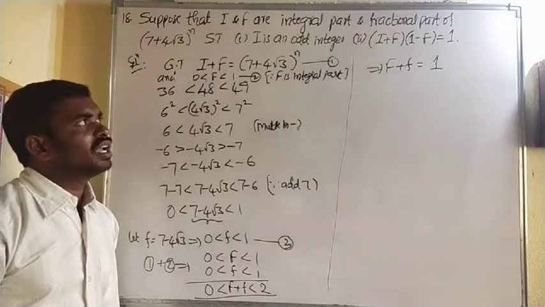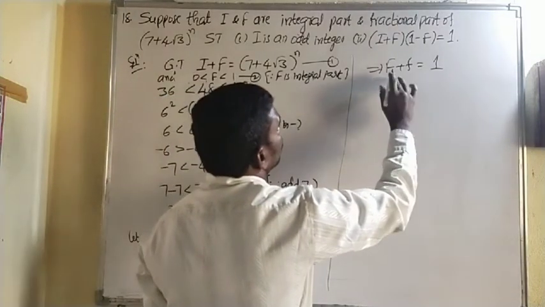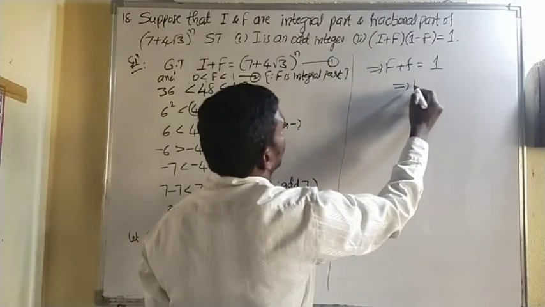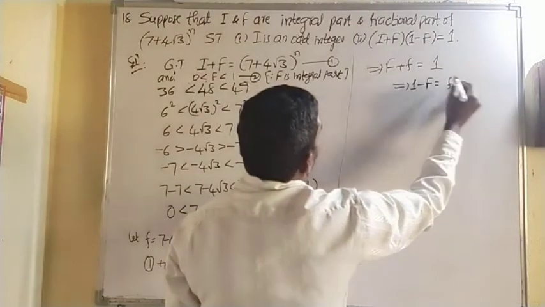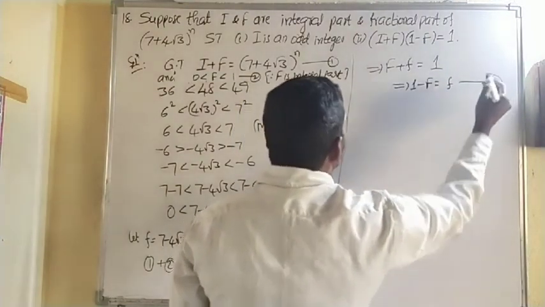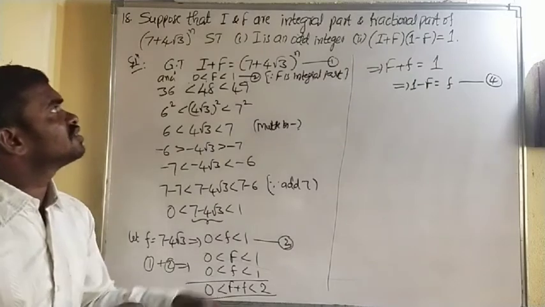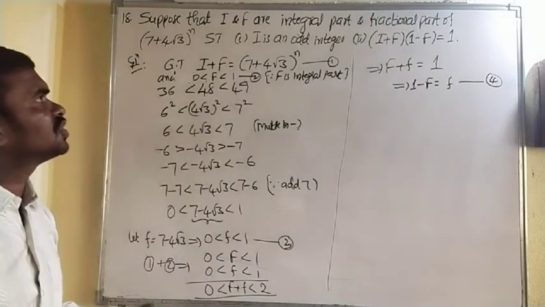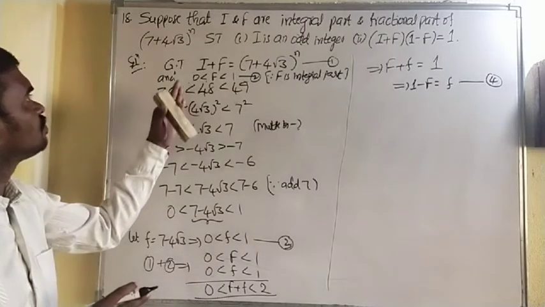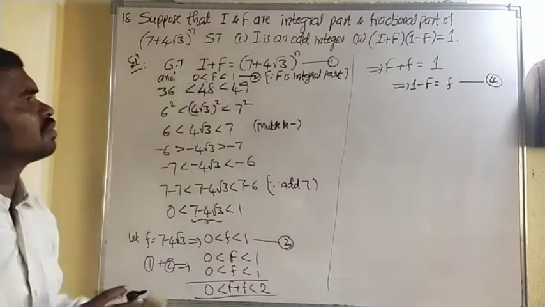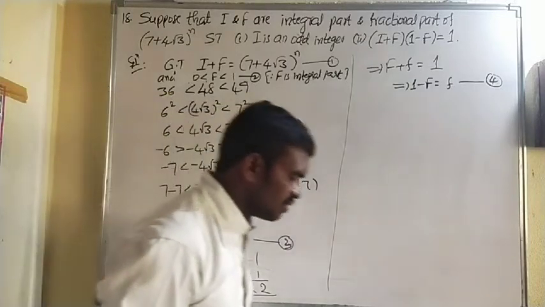Finally, we got it. If we send F to the right side, it becomes 1 minus capital F equal to small f. Equation 4. Just write it down, keep it. Next, take the first one. For this first one, I is an integer, we should prove. What is capital F? I plus f is 7 plus 4 root 3. We should simplify this.